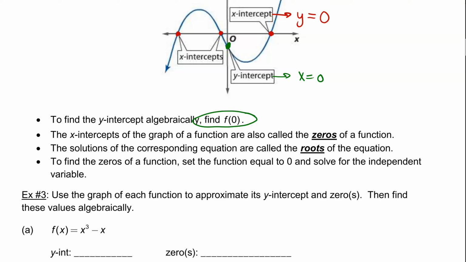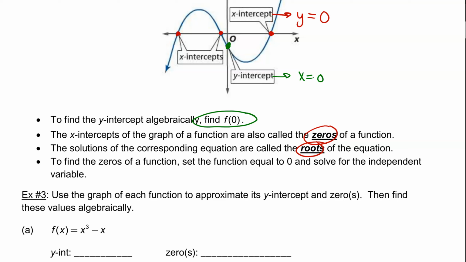If you want to find the x-intercepts of a graph, they're called the zeros. They're the roots of the equation, the solutions. X-intercept, zero, solution, root: those four words are synonymous. The zeros of the function are the roots of the equation. They're the x-intercepts. It's where y equals 0.